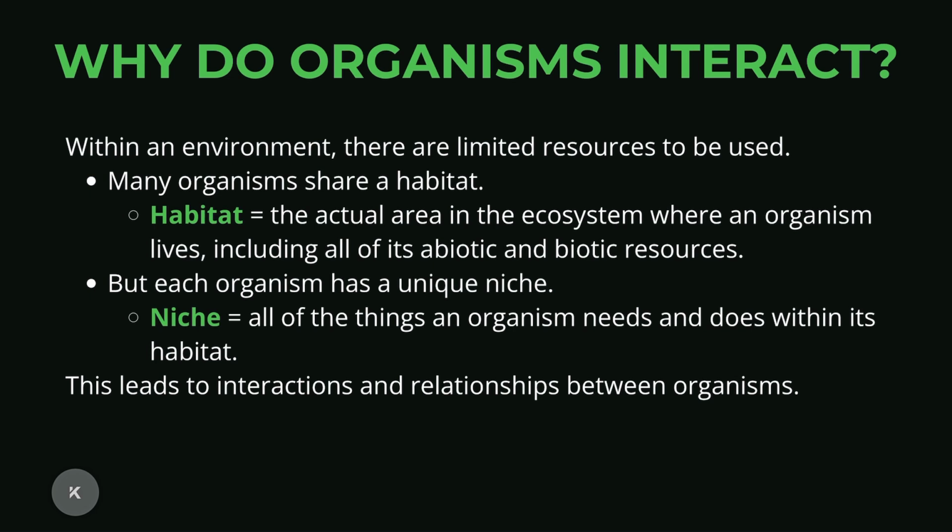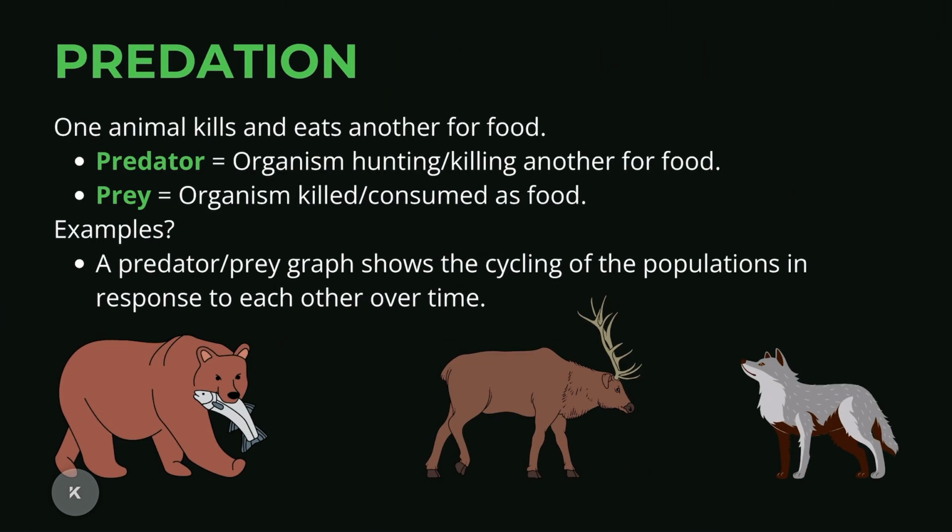So because we are living in the same habitat, and because our niches might overlap some, we are going to have interactions, and these are going to form relationships between different organisms. The first interaction that we're going to talk about is predation, and that's where one animal is going to kill and eat another one for food. The predator is the organism doing the hunting or the killing for the food, and the prey is the organism that is being killed and consumed as the food.